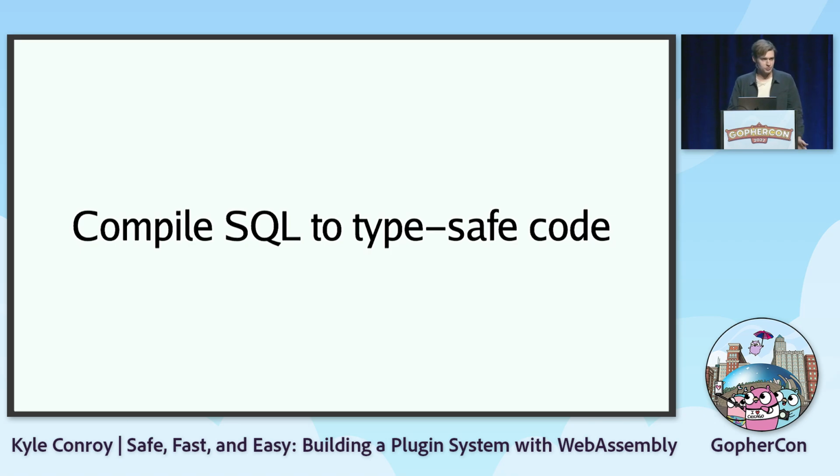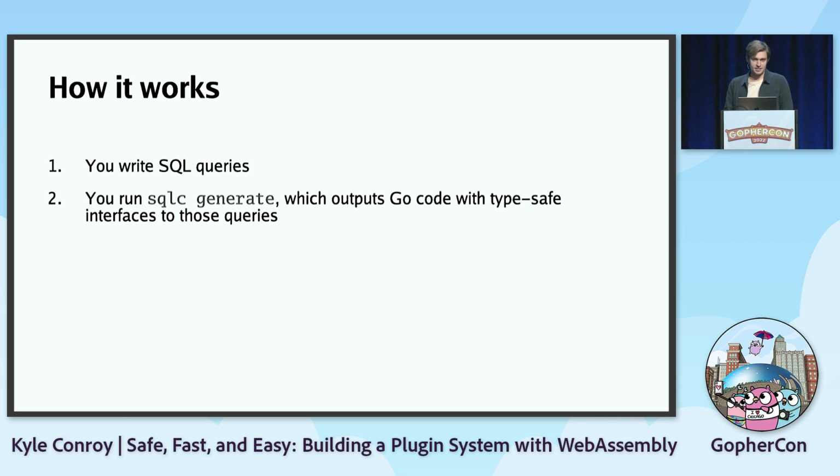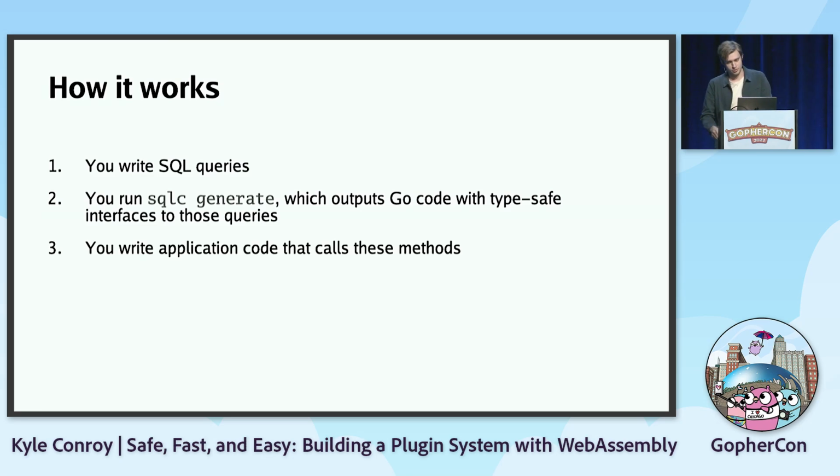What does sqlc do for the people in the audience who don't know about it? Basically, it's a command line tool for compiling SQL into type-safe code. In this case, it's going to be compiling it to Go. So let's take a little bit and figure out how it works, right? The first thing you do is you write SQL queries. The second thing is you run sqlc generate, which outputs that Go code with type-safe interfaces. And then third, you write your application code that calls those methods.